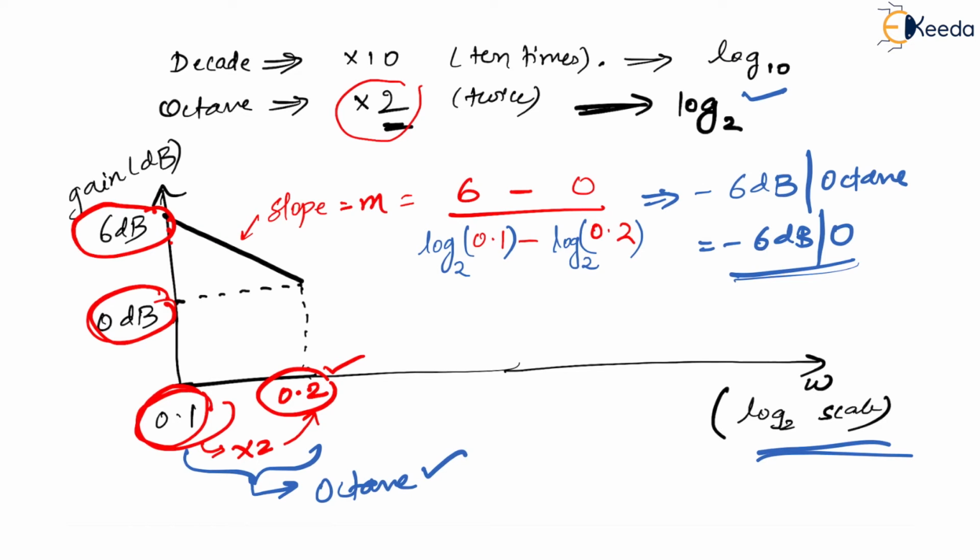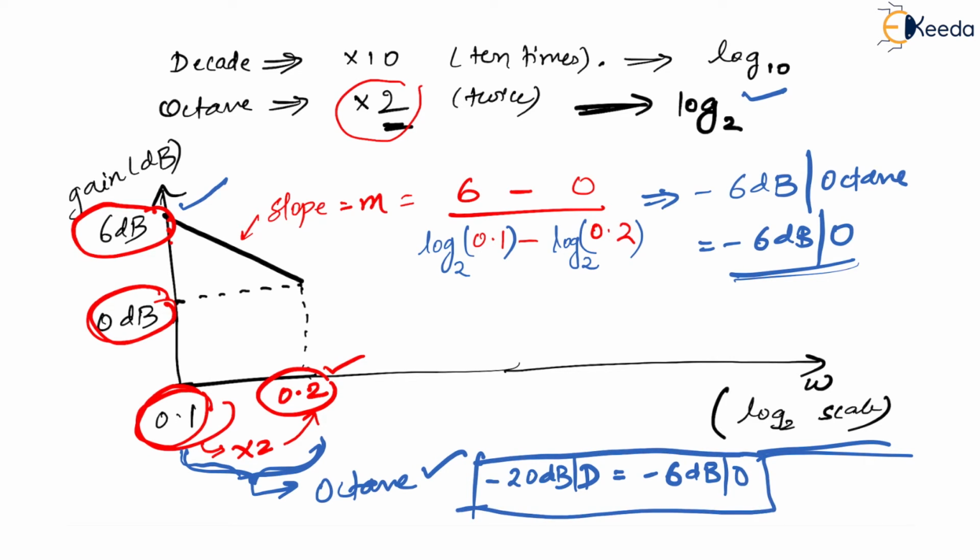Now, same axis, if you see now, when you have this octave, you have got it to be minus 6 dB per octave. What does this mean? It means that minus 20 dB per decade is nothing but equal to minus 6 dB per octave. You need to understand this point. Definitely, I'll take some examples also related to that, such that it will become stuck in your brain.